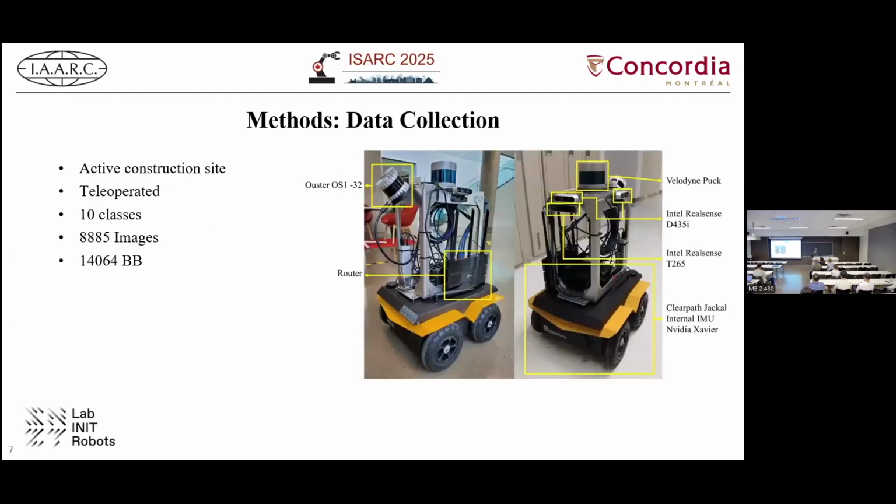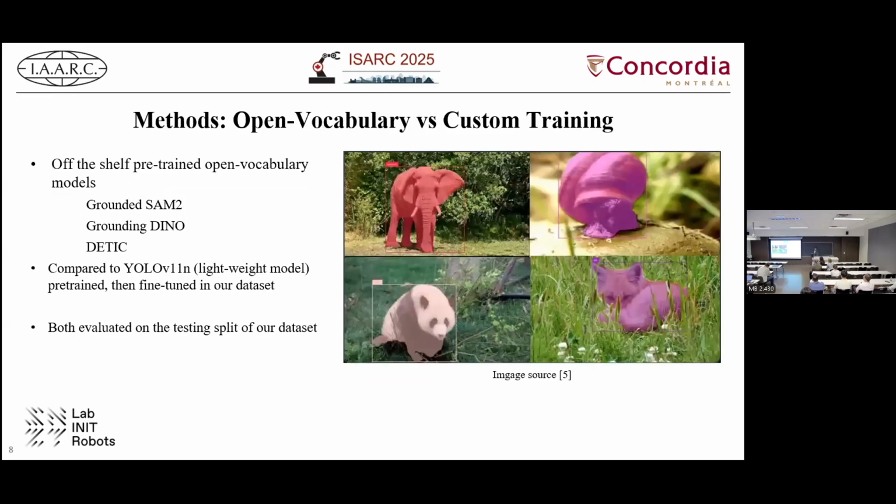For the methods, we started by collecting our own datasets, which we think is one of the main contributions. We use the robot that you can see on the left side of the image. It was equipped with a couple of sensors, but we mainly focused on the images. We teleoperated the robot in an active construction site and collected around 9,000 images. We annotated them with 14,000 bounding boxes for 10 classes. That's what we focus on.